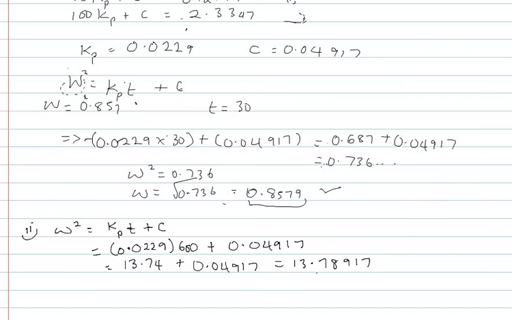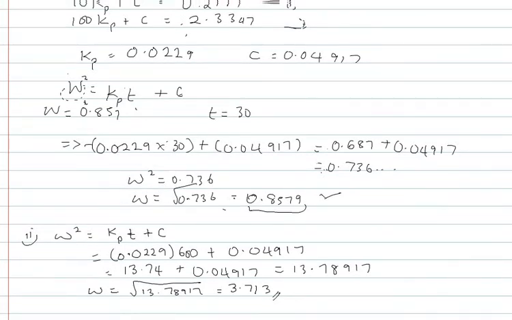This that you got is W squared. So our W is going to be the square root of our W square, right? That's the square root of 13.78917. And you get a value of 3.713. That's your answer.